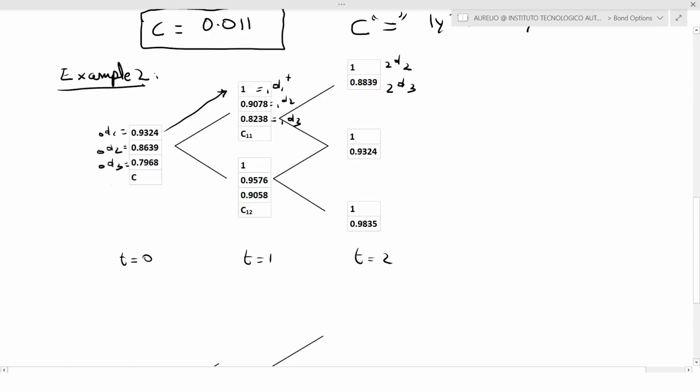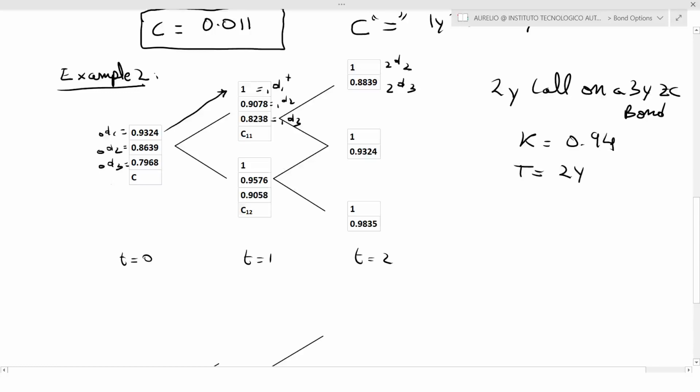Now, what is the exercise about? I have a 2-year call on a 3-year zero coupon bond, and the strike is 0.94. So what does this mean? The 2-year call means that the maturity of the call is going to be in 2 years, and that the underlying is the 3-year bond. So that means that the option is going to expire at t equals 2. So then at t equals 2, I need to determine what is the price of that call option.